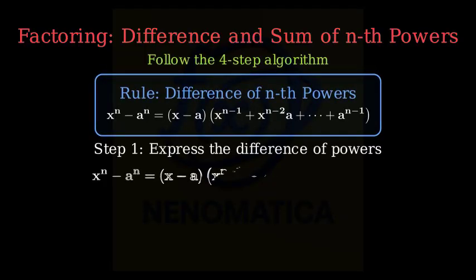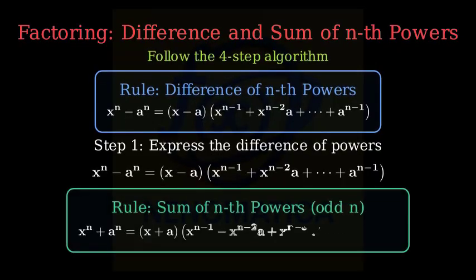Read it as x to the n minus a to the n equals x minus a times the sum x to the n minus 1 plus x to the n minus 2 a, and so on, up to a to the n minus 1. Next, the rule for the sum of nth powers when n is odd.